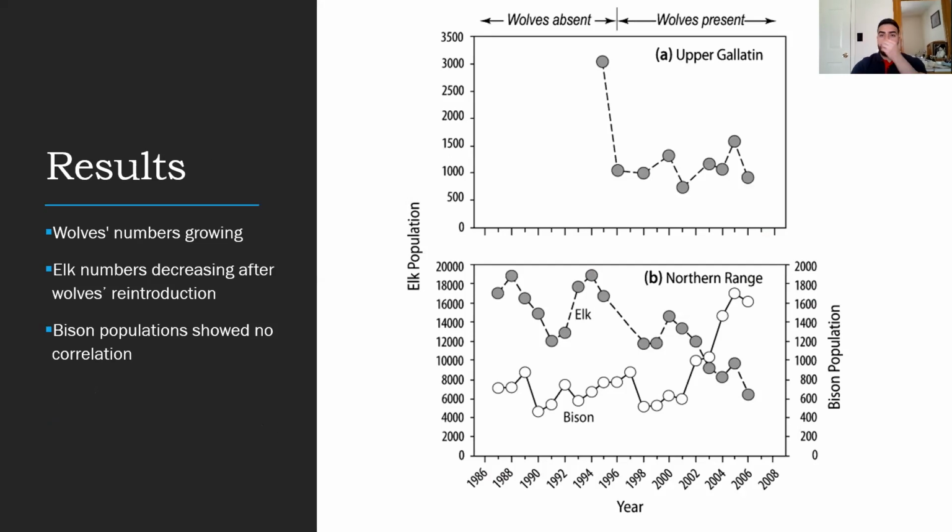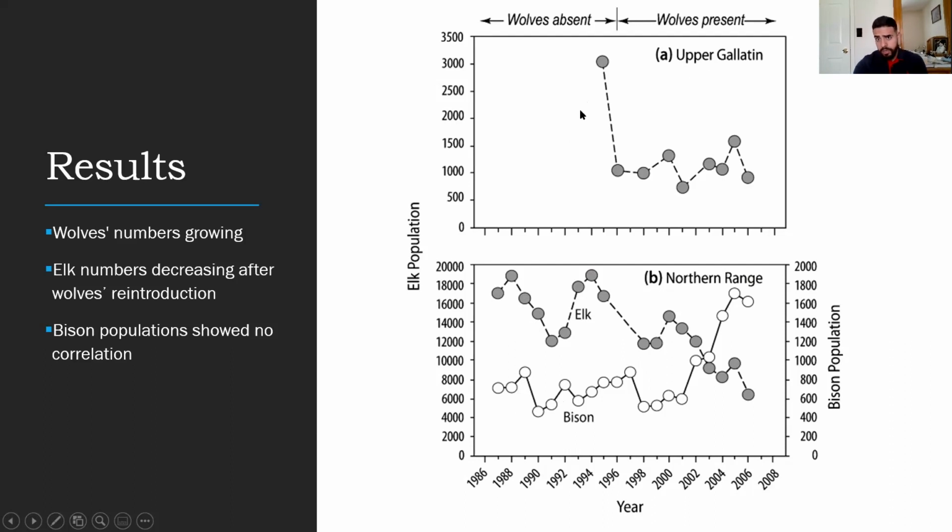And so let's start going over a little bit of the findings, the results of this study. Here we have a graph that represents the population of bison and elk. The elk population is demonstrated through the gray dots, and the bison population is represented through these white dots. You can see the graph is split into two parts, and the upper part represents the Upper Gallatin area, and the lower part represents the Northern Range.